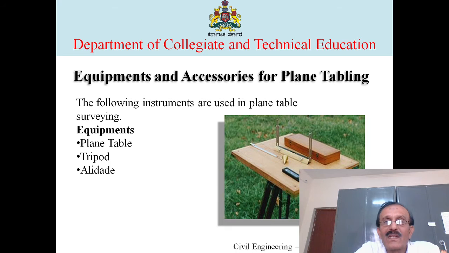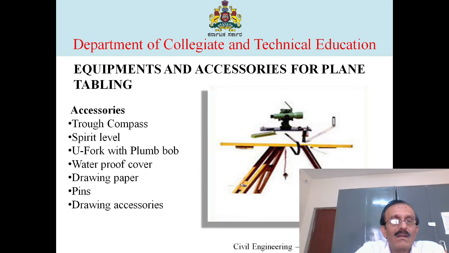The equipment and accessories used for plane tabling are mainly a plane table, a tripod to mount the plane table, and an alidade to sight the field details or the objects. The accessories associated with plane tabling are trough compass, spirit level, plumbing fork or the U-fork, waterproof cover, drawing paper, pins, and all other drawing accessories.